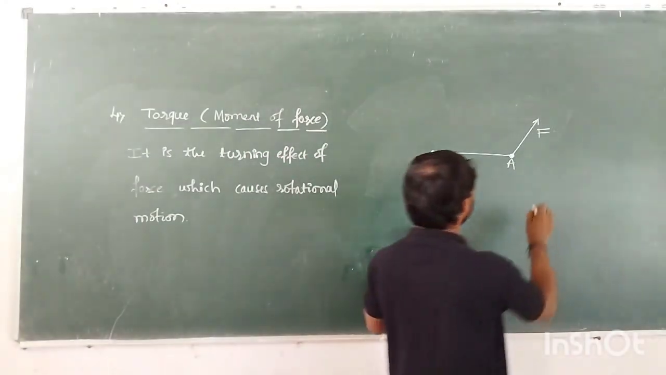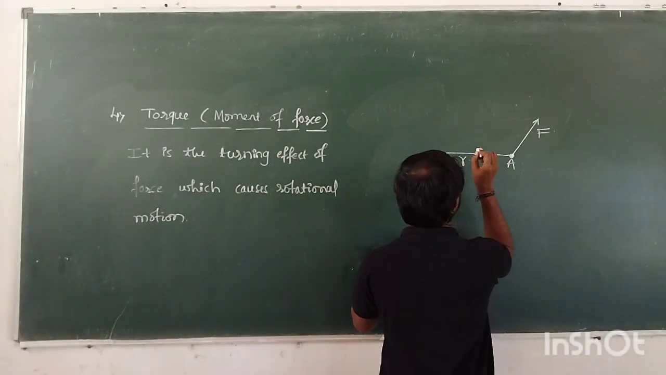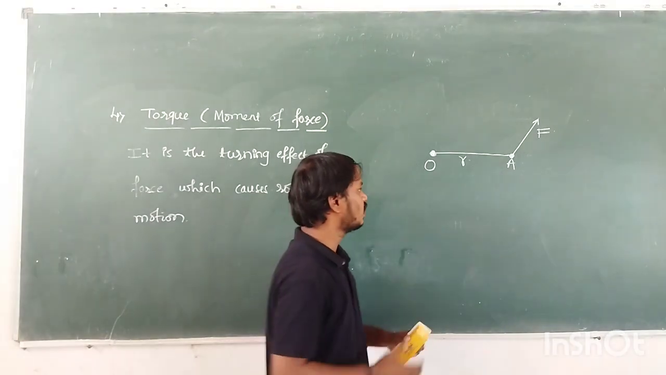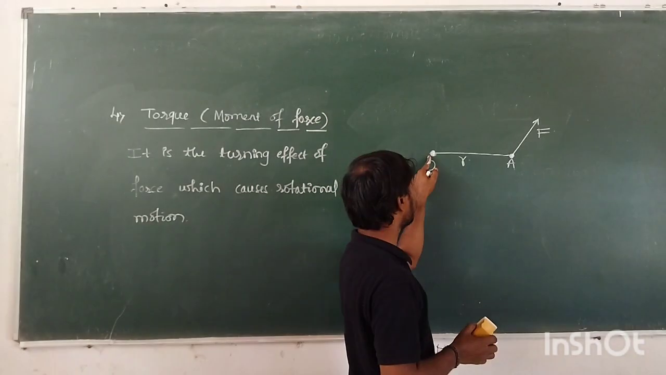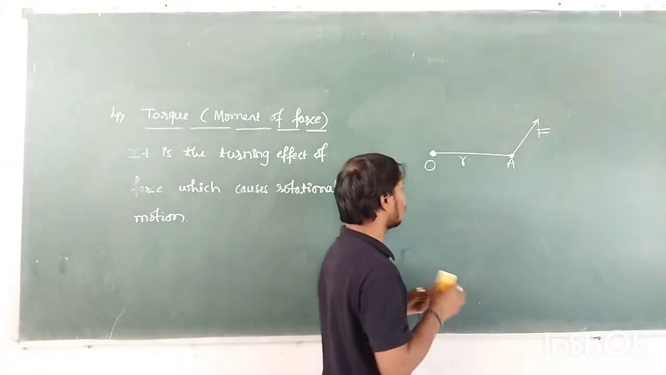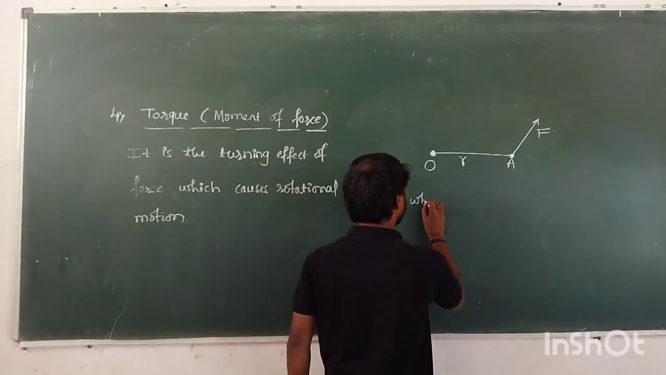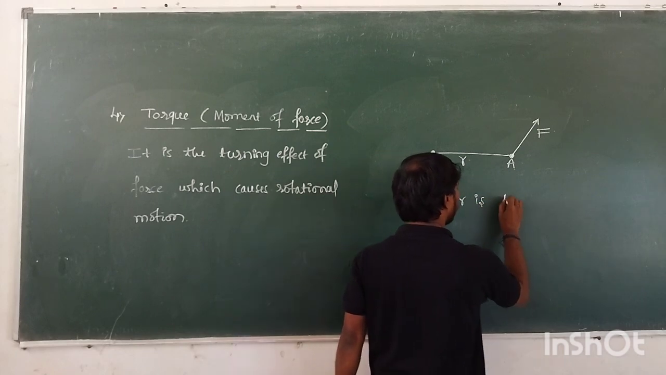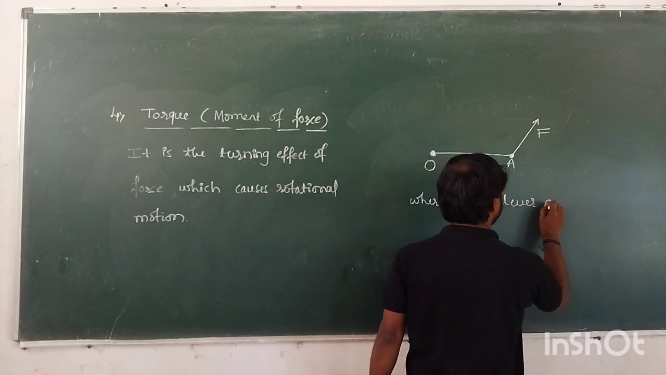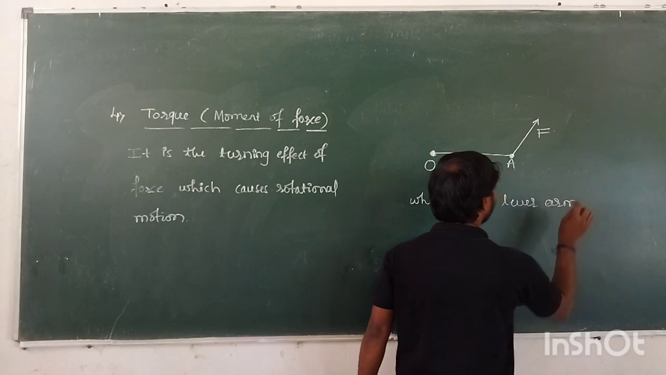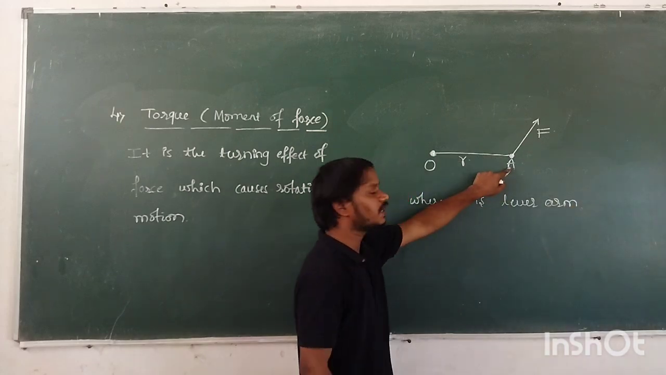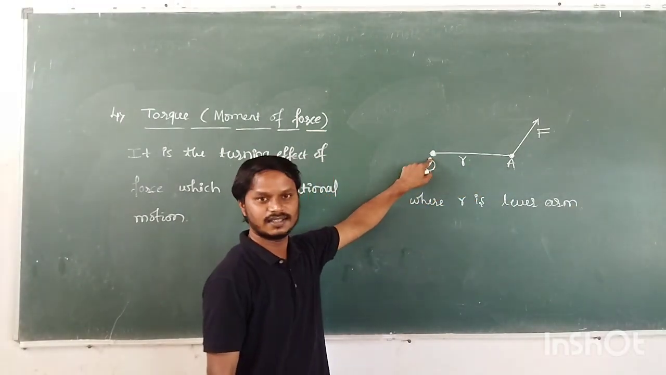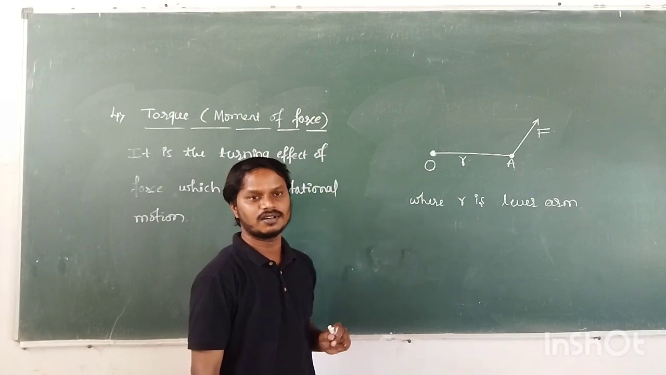Okay, now this is called the lever arm. The distance of the free end from the fixed end is called the lever arm, where R is the lever arm. What do you mean by lever arm here? It is the distance of the free end from the fixed end. Okay, this is called the lever arm.